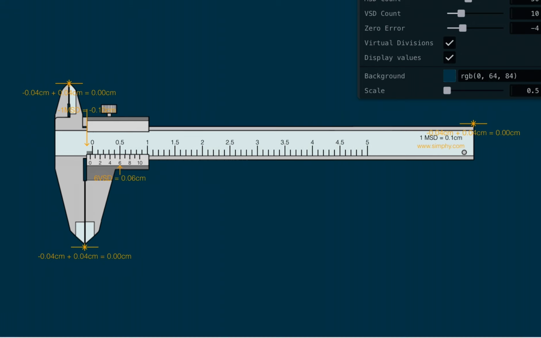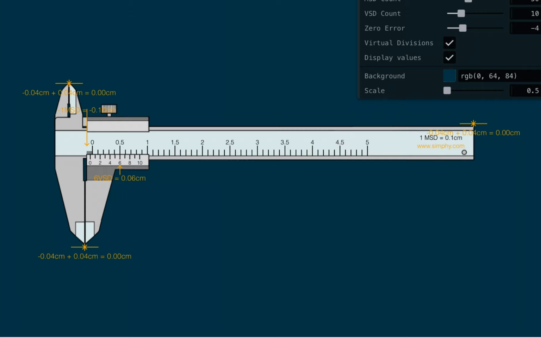This 0.06 indicates that the sixth division coincides and the 0 of the vernier scale is to the left of the 0 of the main scale. The sixth division coincides, but the error is minus 0.04. Observe this carefully. The VSD coinciding is 0.06, but the error value is minus 0.04. Whenever any object is kept, you have to add 0.04, not 0.06. Be careful while doing vernier calipers.